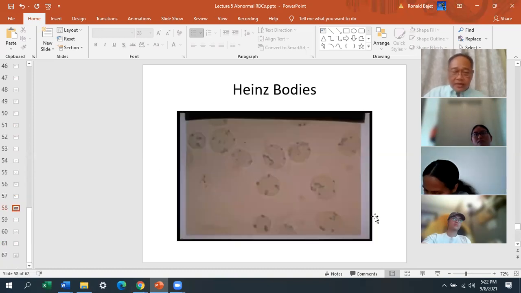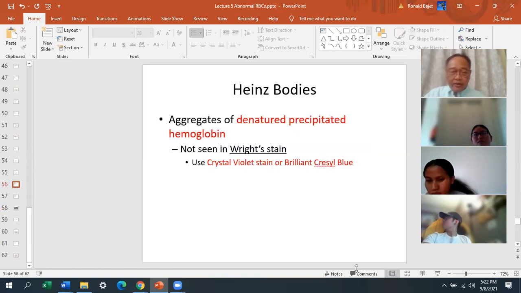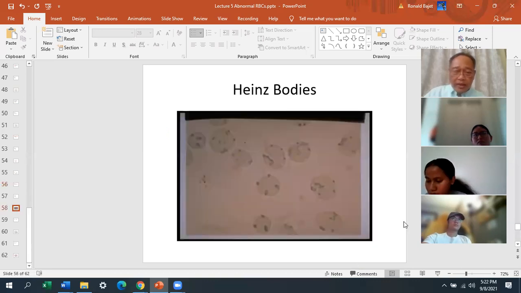So this is one of those stains. It's either crystal violet or brilliant cresyl blue. And you can see it's not a Wright stain. I don't know if you've done the retic lab yet, but these retics look like this under the new methylene blue. But these are what Heinz bodies look like. So this person has G6PD deficiency.